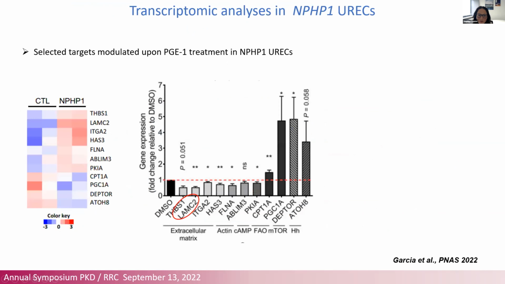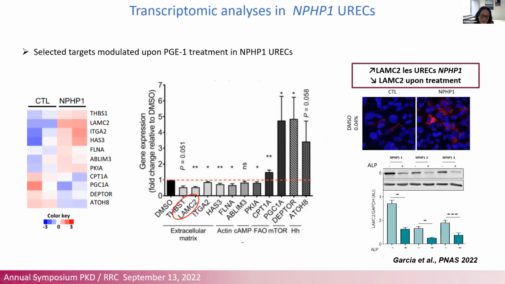So we selected 11 of these, some of the targets of these main pathways, and we show that in general, PG1 modulates the extracellular matrix genes down, and the actin and the cyclic AMP genes down, and upregulated the fatty acid oxidation and the mTOR and the HOC pathway.